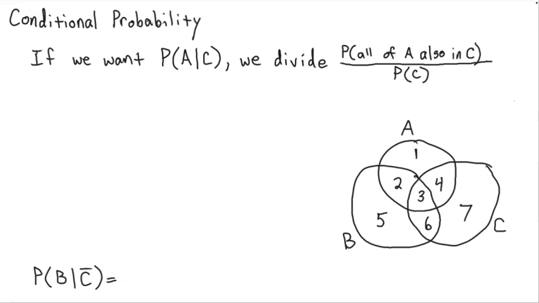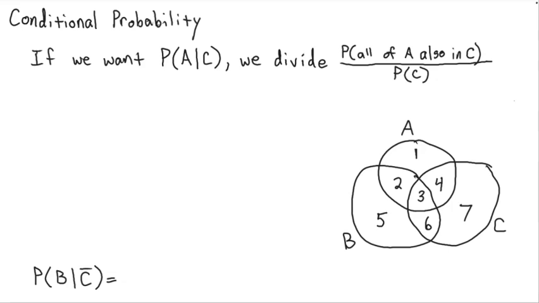So basically, to find the probability of A given C, you're going to divide the probabilities of all the events that are in A that are also in C. Remember, that's A given C, right? And then you divide it by the probability of C, because we don't want it out of all of the probabilities, we don't want it out of one. Remember, this means given C.